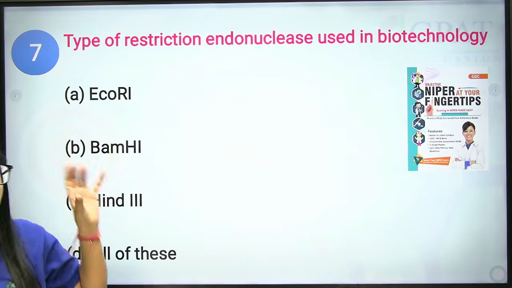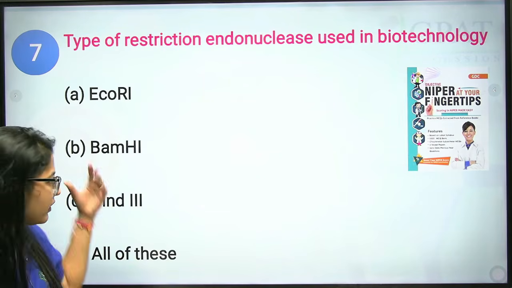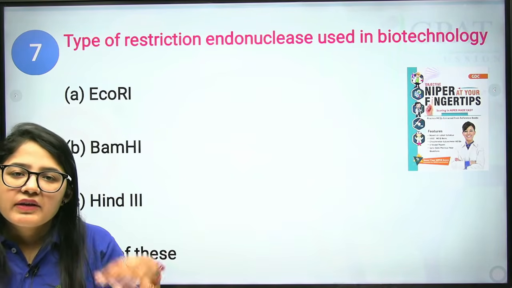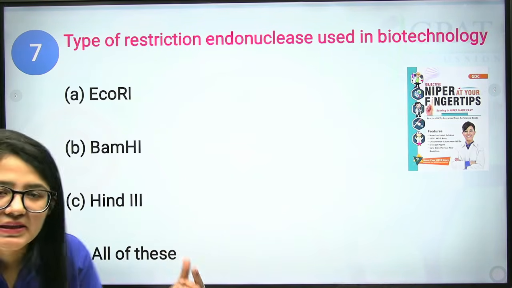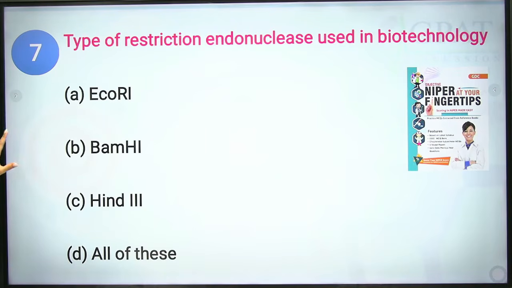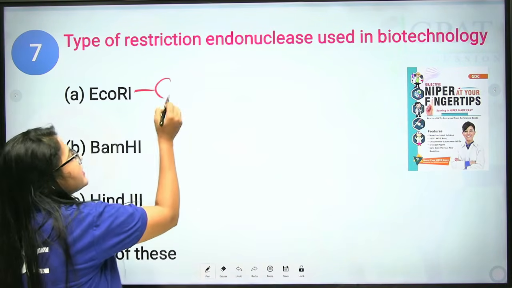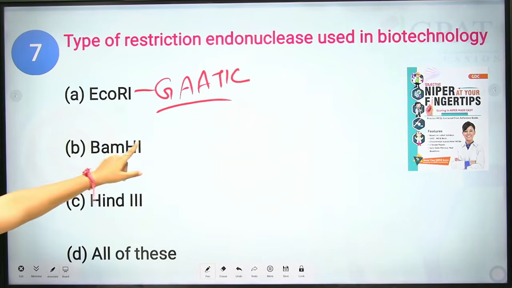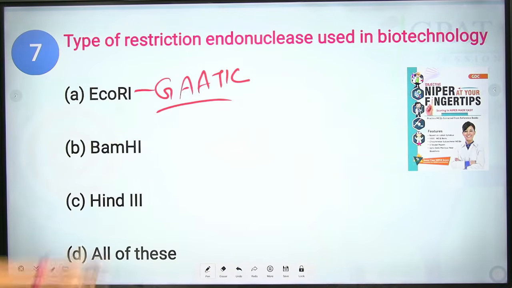This is your restriction endonucleases. Now, we have different types of restriction endonucleases. First we have EcoRI. The enzyme is EcoRI, the source is Escherichia coli, and the recognition site is GAATTC. EcoRI will recognize DNA at this specific site and cut the nucleotides.